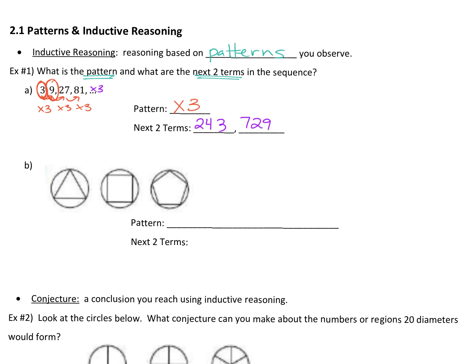Yeah, Julia. One more side to the shape inside the circle, right? Okay, so something like that would be good. It's a circle with a polygon that has one more side than the previous polygon. Okay, something along those lines. So we'll say add one side to the polygon inside the circle.